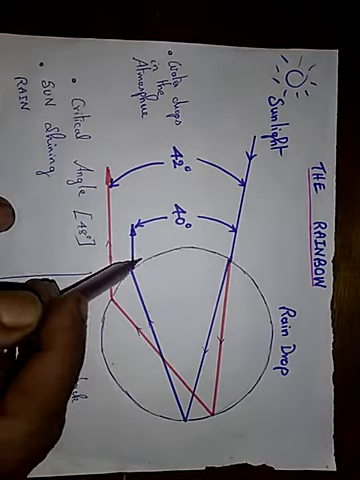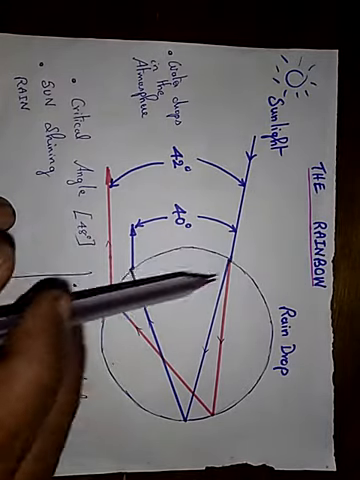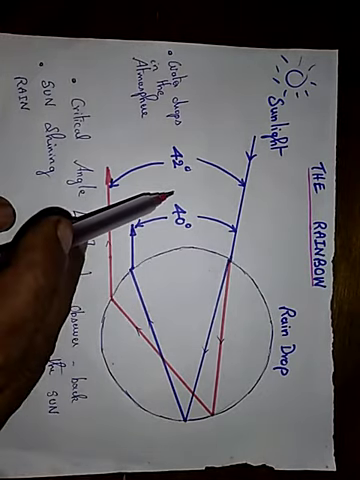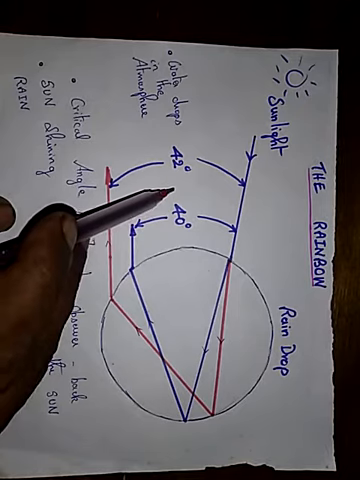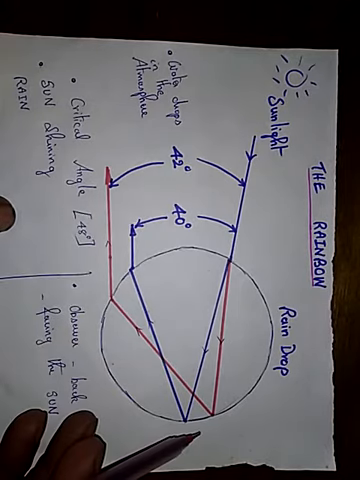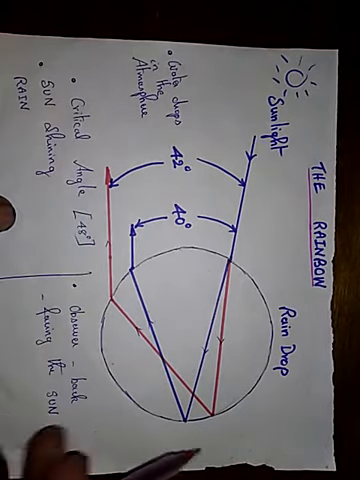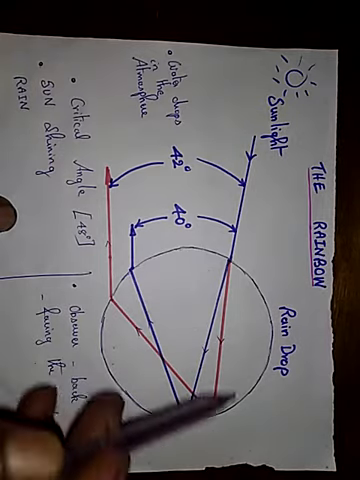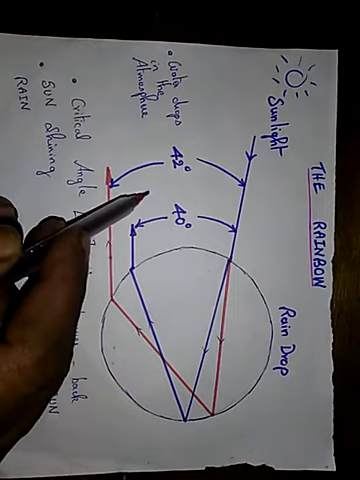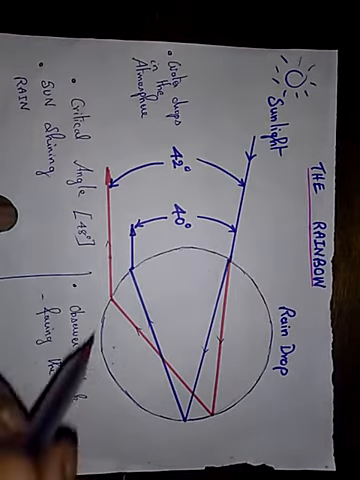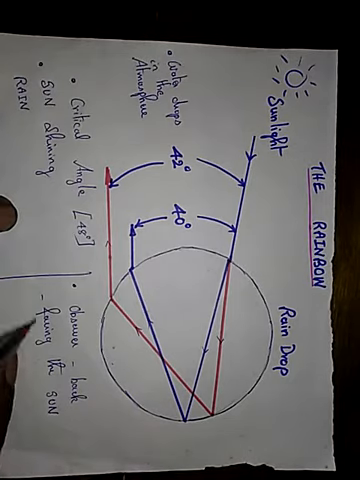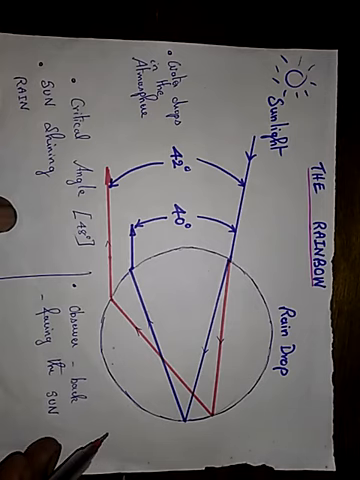Basically, the basic condition for forming a rainbow is that the sun should be shining at one end and rain should be happening at the other end. Okay, so we have raindrops at the other end. If an observer wants to see the rainbow, his back should be facing the sun. Then only he can visualize the rainbow.